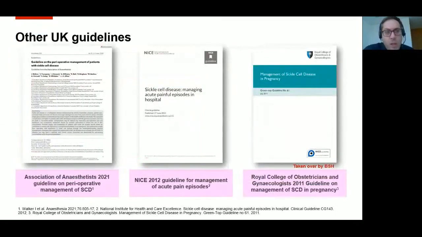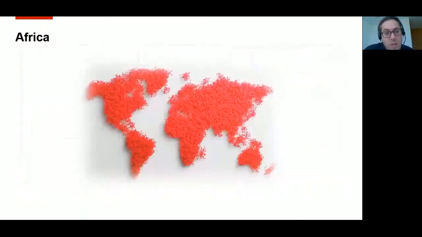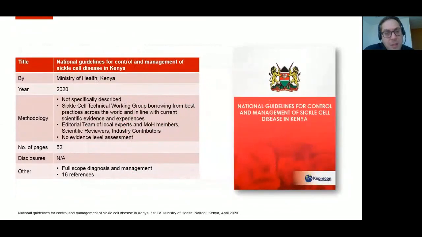There are other UK guidelines. There are also recent guidelines by the Association of Anaesthetists on perioperative management, and older NICE guidelines on the management of pain. And the Royal College of Obstetrics and Gynecology used to release the guidelines for management of sickle cell disease and pregnancy, but this guideline has now been taken over by the British Society of Hematology that I just referred to. In Africa, I found country-specific guidelines.